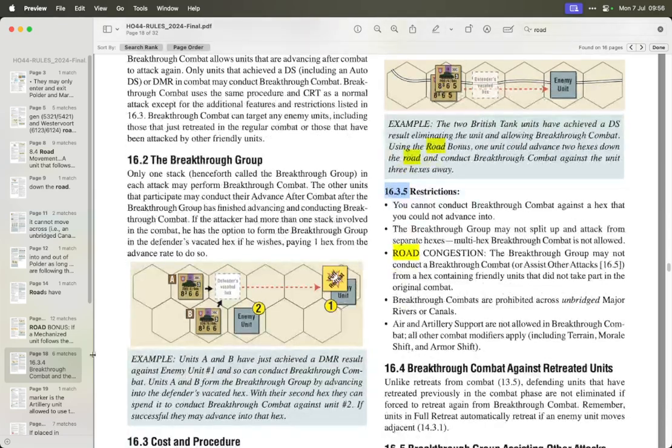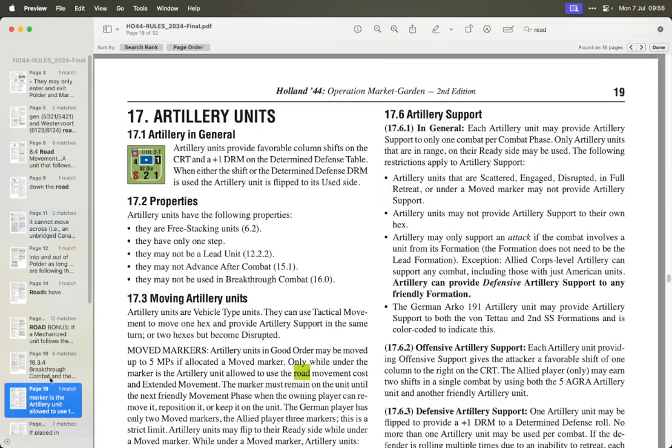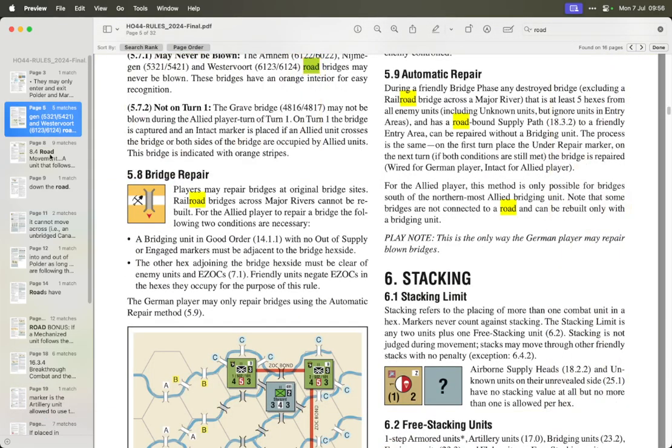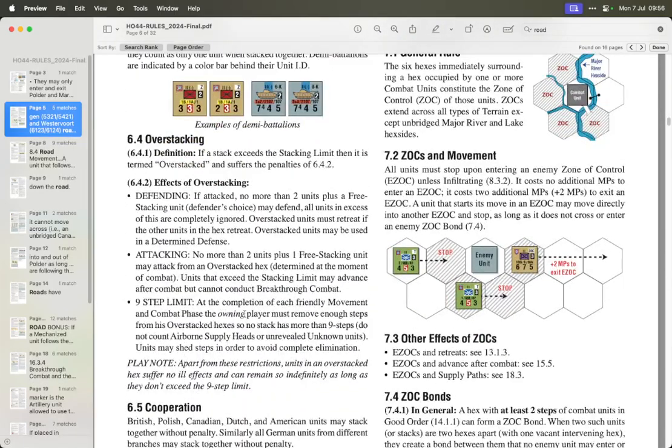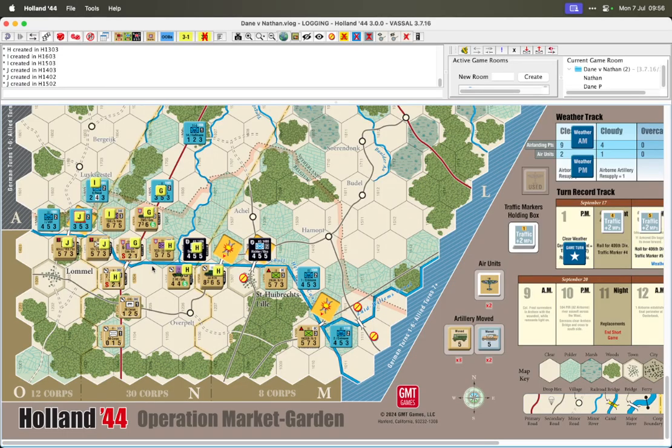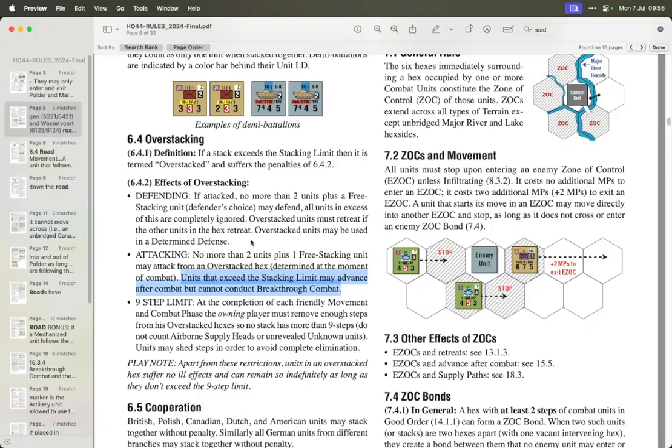Okay. I found it on page 6. So under attacking, no more than 2 units plus one free stacking unit may attack from an overstacked hex. So that's where I'm getting that from. And you are overstacked because you're over 2 and 1. Two units plus a free stack. You have 3 full units there right now.